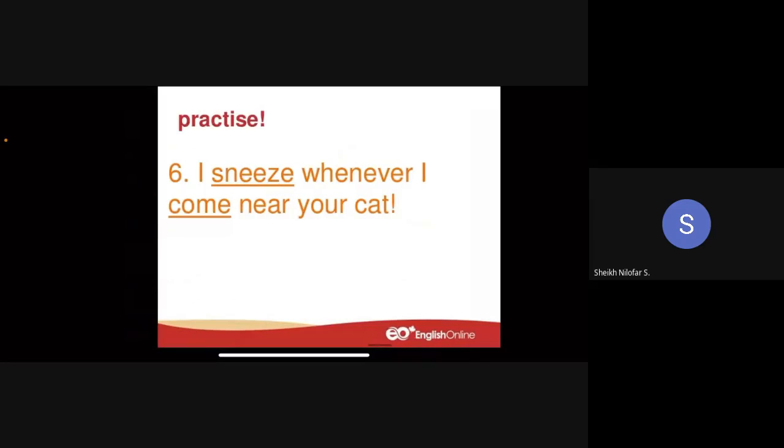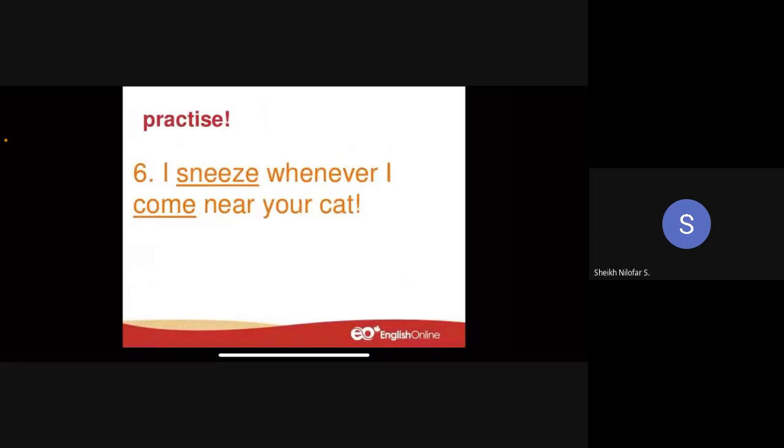Number six. I sneeze whenever I come near your cat. Carefully read it twice. First it will seem like something else, and then when you read it again, you will change your answer. So only once you will be allowed to give an answer. Now I want at least three students to give the answer for this. Intransitive, transitive. IT. Okay. Mohammed, what about you? IT, sir.